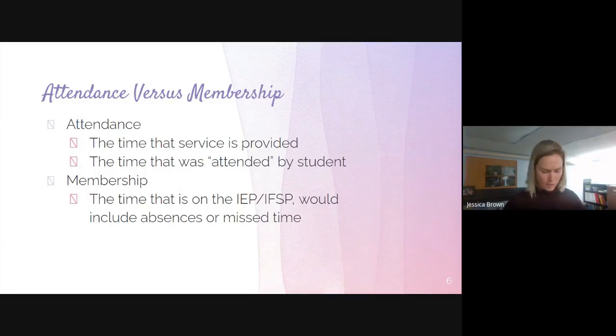So you'll notice you'll collect two columns of data on that Excel document. Attendance is the time that the service is provided, or I like to think about it as the time that was attended by the student. So that will vary depending on the attendance of the student. Membership is what's on the IEP. It's what the district plans to provide that student. So that should be just a calculation from that IEP. A case manager being gone or a student being gone wouldn't impact membership at all.